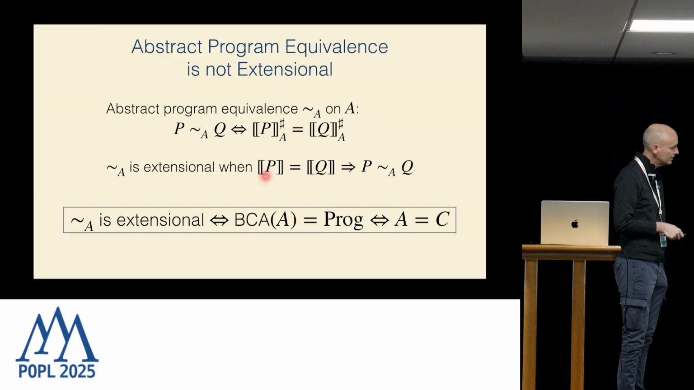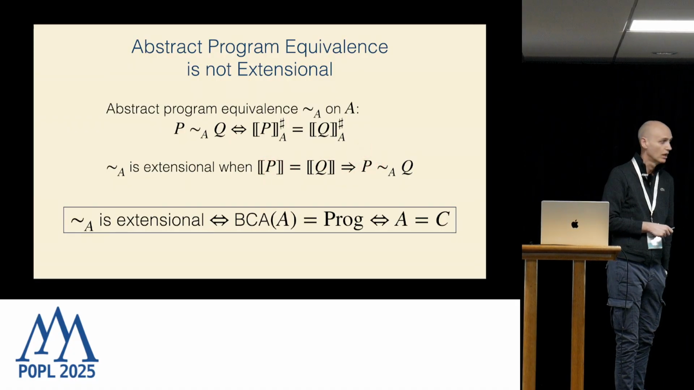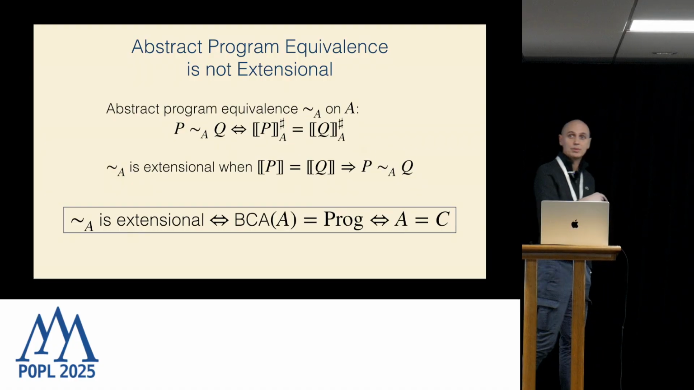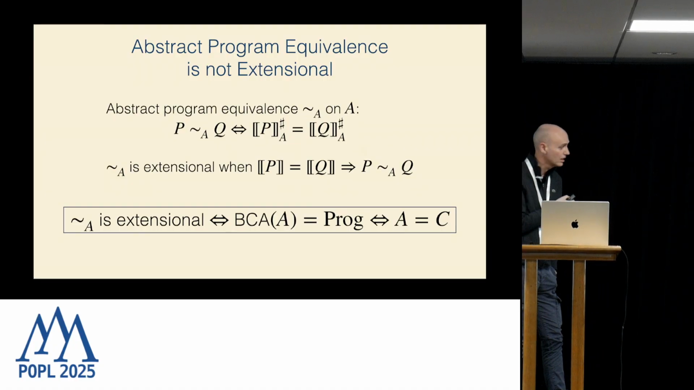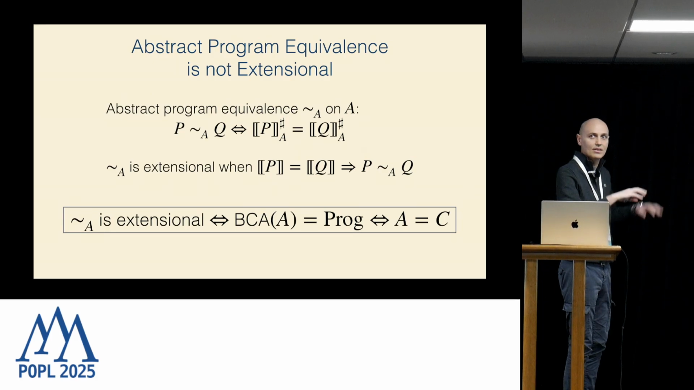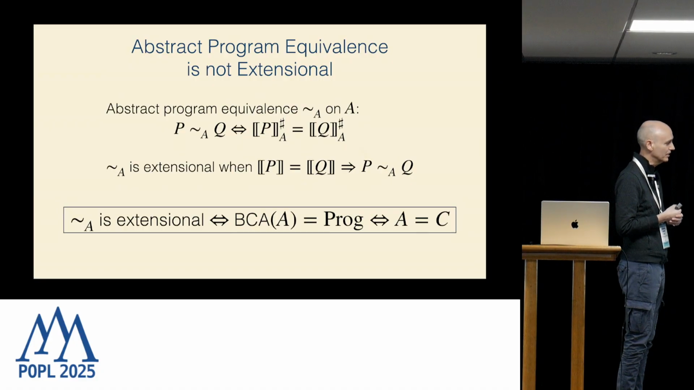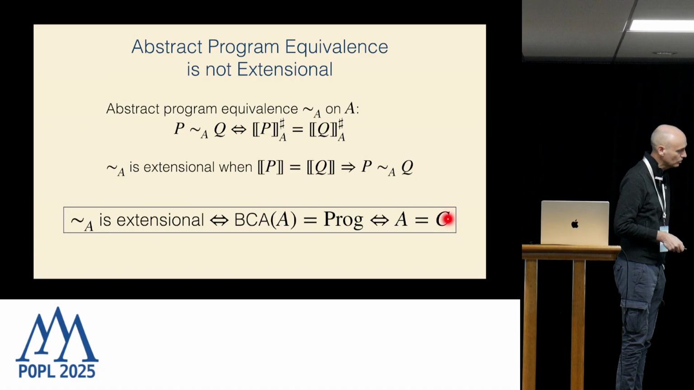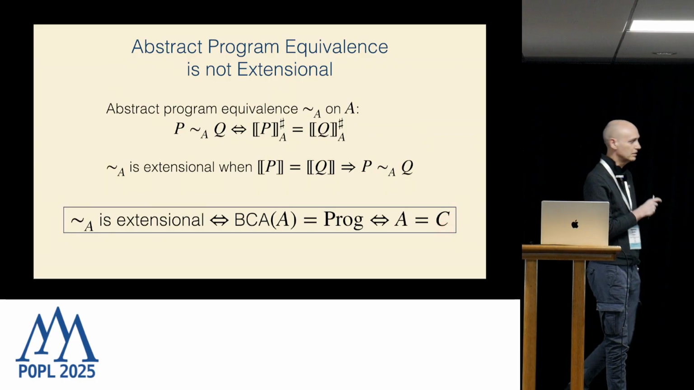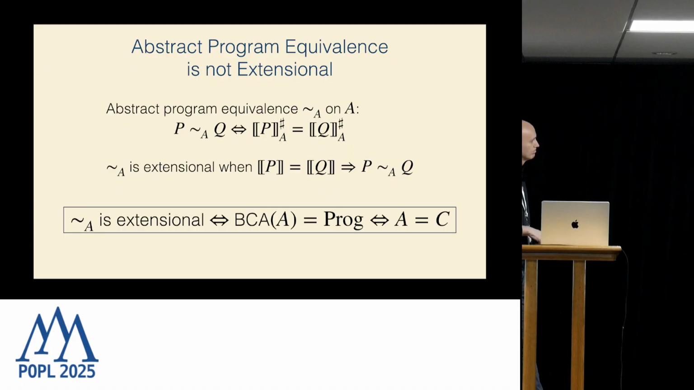So we say that this abstract equivalence is extensional when for two programs which have the same semantics, the analysis is the same. Well, this extensionality property holds if and only if the set of programs having the best analysis is the full set of programs, and this happens if and only if the abstract domain is trivial. Actually, it's just the concrete domain, because the don't know domain is excluded in this result.